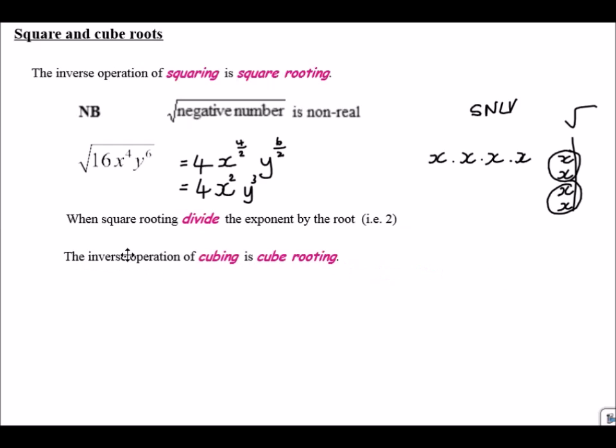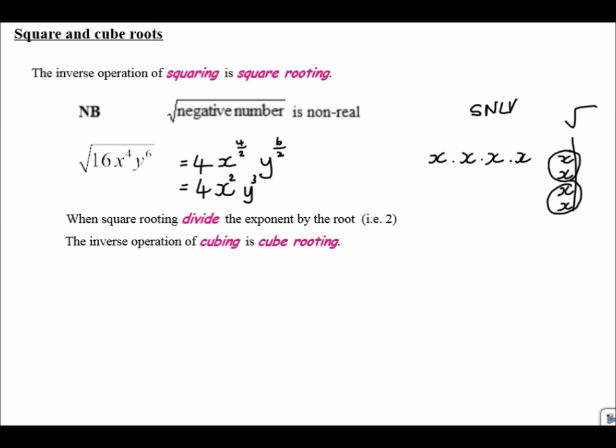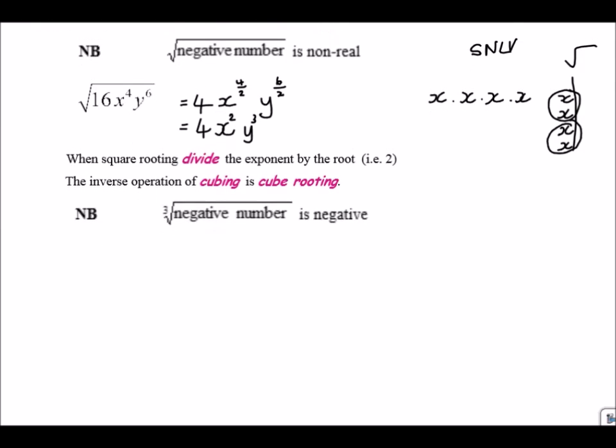The inverse operation of cubing is cube rooting. If you remember, the cube root of a negative number is negative. So we can cube root a negative number, but we cannot square root a negative number. Okay, let's look at an example. And remember, again, we're going to do signs, numbers, and letters or variables. So the first thing we're going to do is the cube root of a negative is going to be negative. So our signs are dealt with.